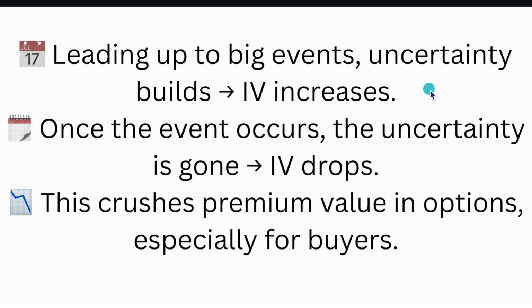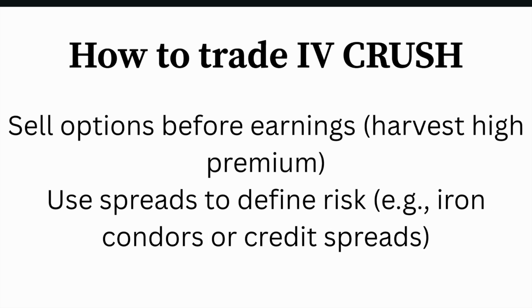So leading up to big events, there's more uncertainty and IV increases. Once that event occurs, like Dell had their earnings report, and it was slightly negative in the current earnings, but for the future outlook, they were saying it's a little bit more positive than what they expected. So that's why the stock is pretty much flat. Then IV will drop, and this crushes the premium value in the options, especially for buyers. If you bought that option, you'd be down quite a bit just because the stock didn't move much and the implied volatility decreased.